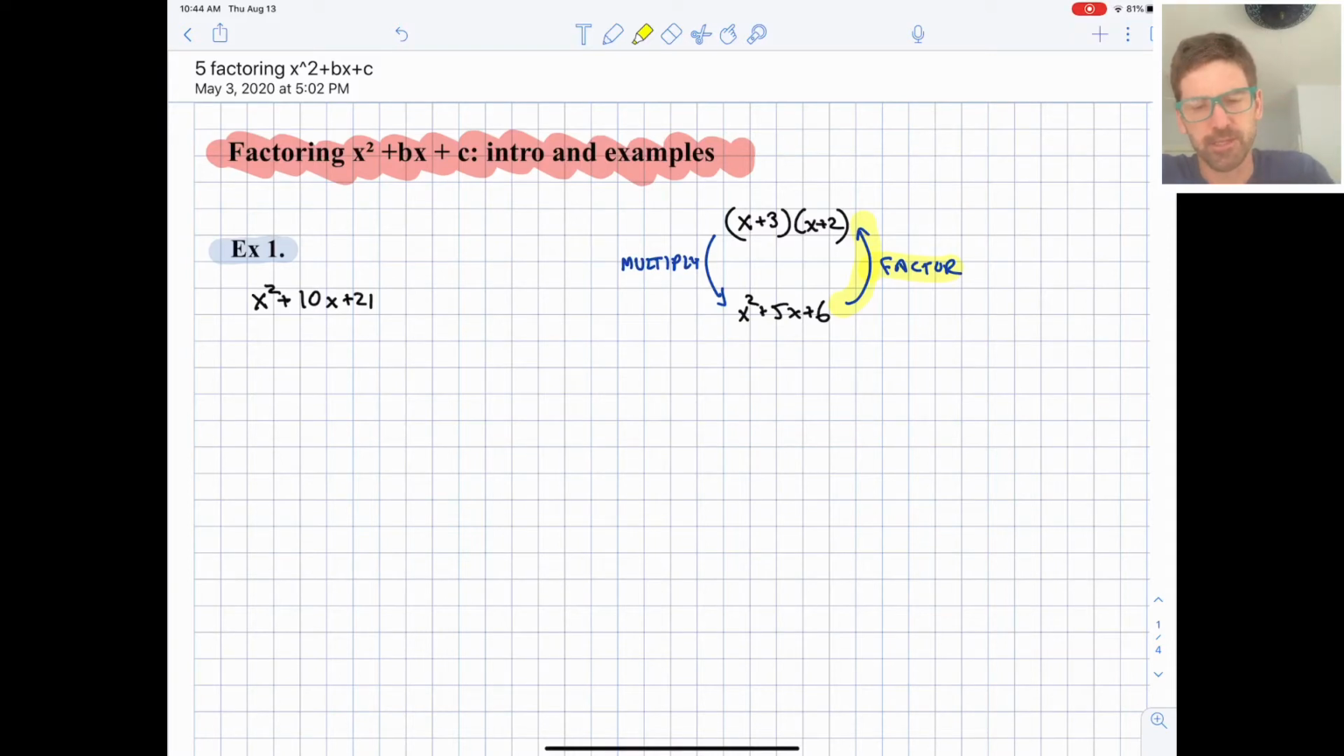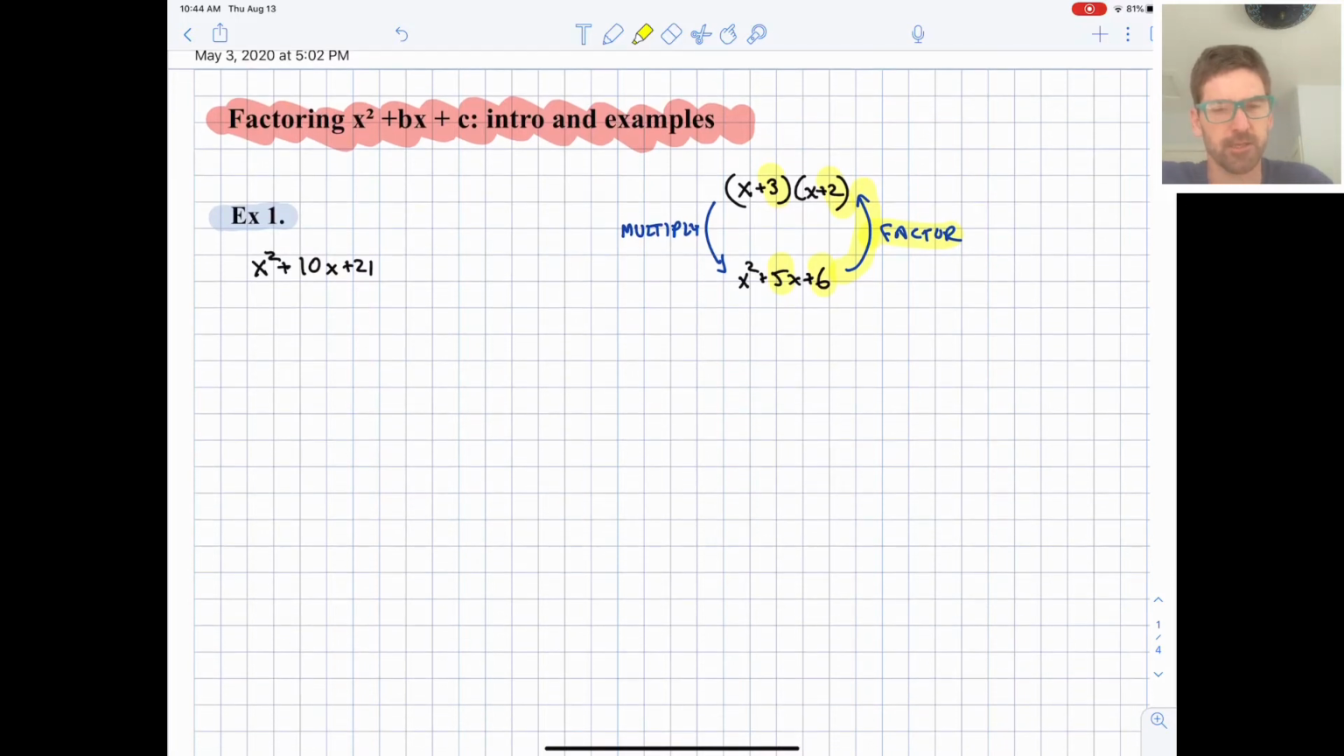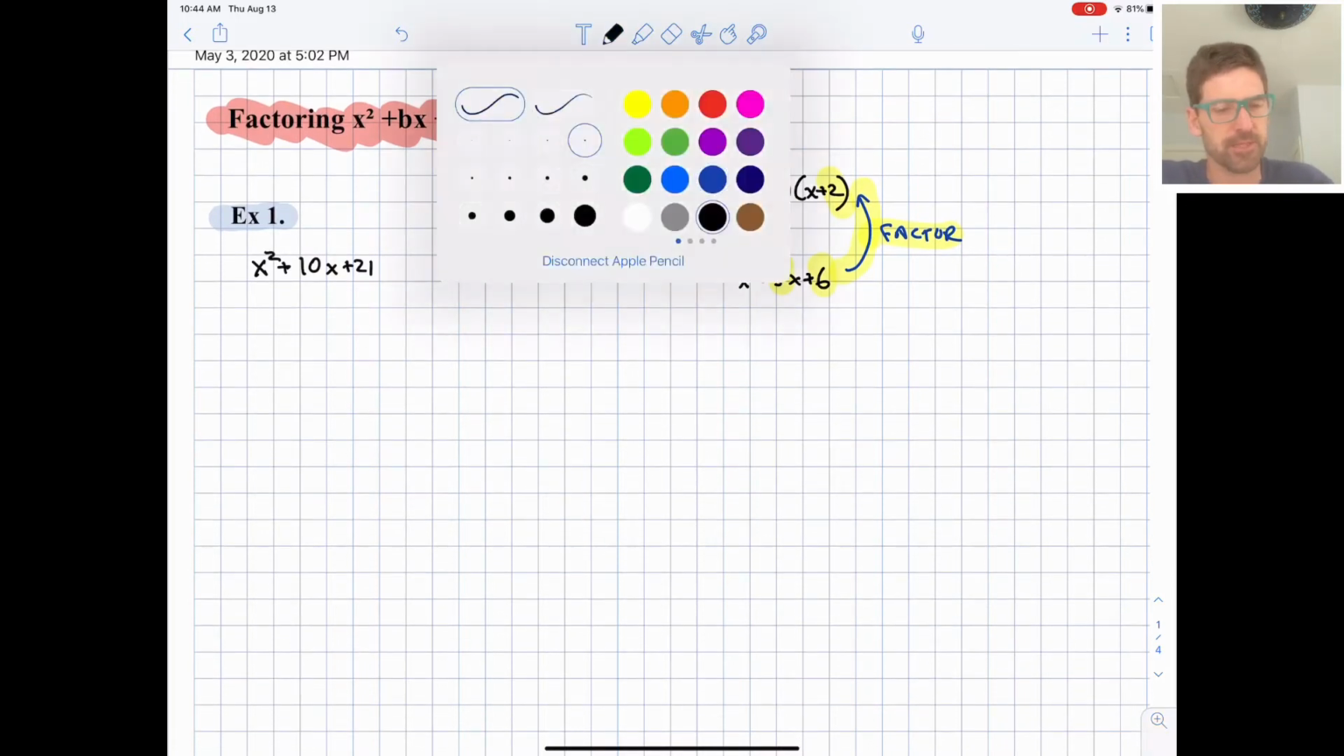So I hope you can see that this 3 and this 2 added together to get the 5, and they multiplied together to get the 6. That's a rule that we'll be following quite a bit, and we can use it in every single problem we're doing today. In our next video, things get more complex and we can't just follow that rule of thumb, but we can use it today. So let's do some examples.